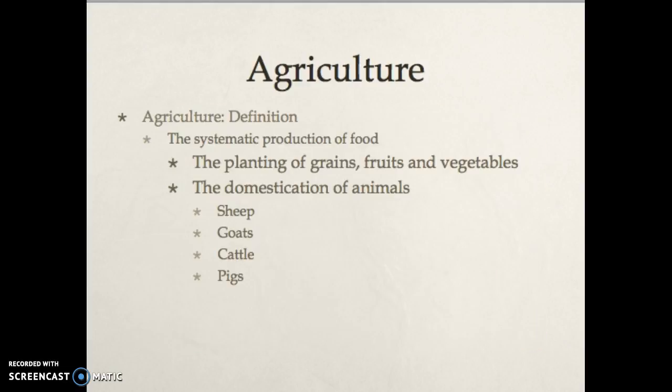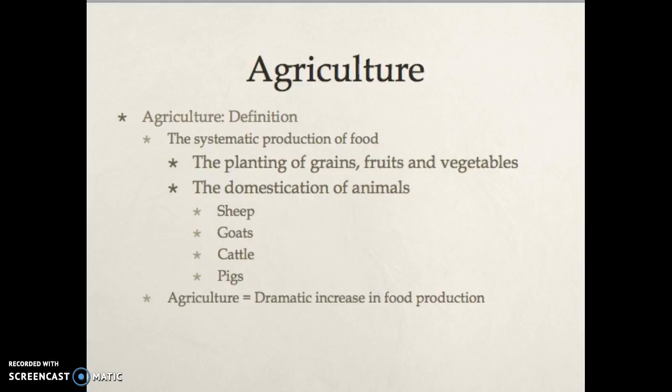Agriculture is defined as the systematic production of food. In other words, rather than relying on gathering wild berries and roots to provide food for human groups, these groups learned that they could intentionally plant food such as grains, fruits, and vegetables. Rather than hunting wild game, they could domesticate and raise animals, such as sheep, goats, cattle, and pigs, just to name a few.